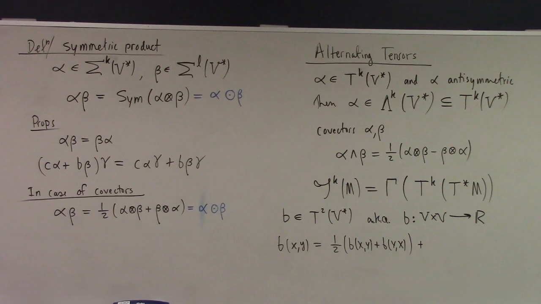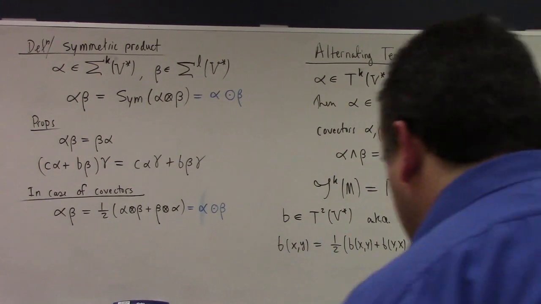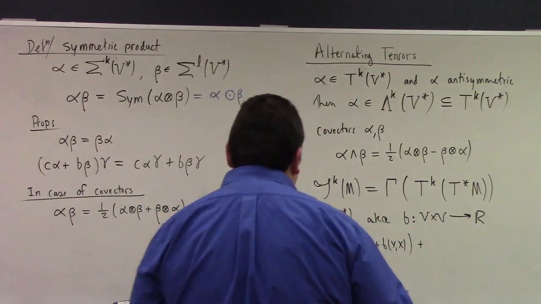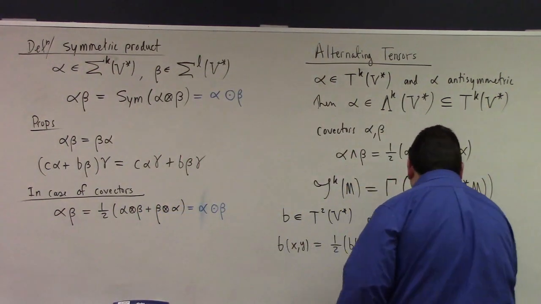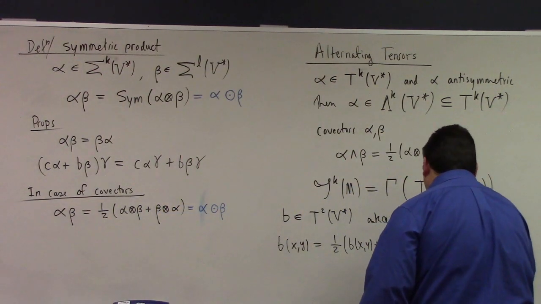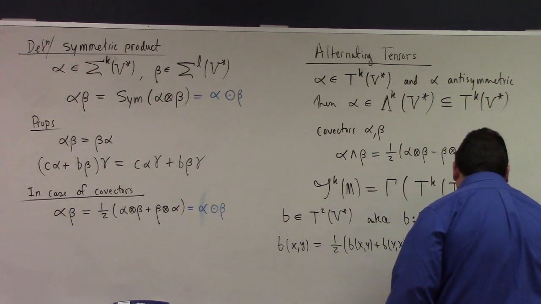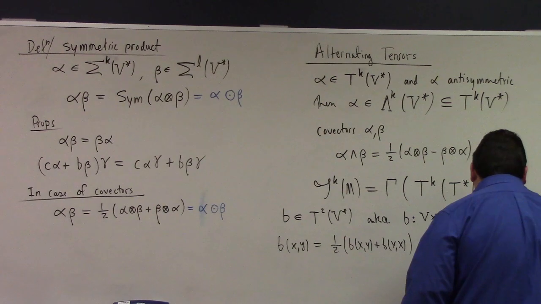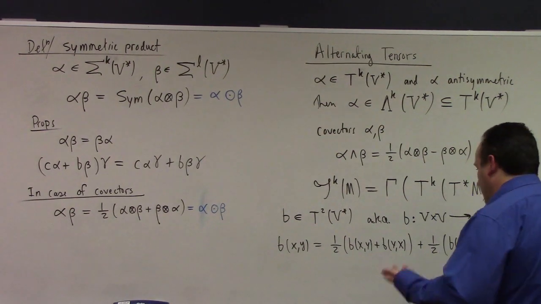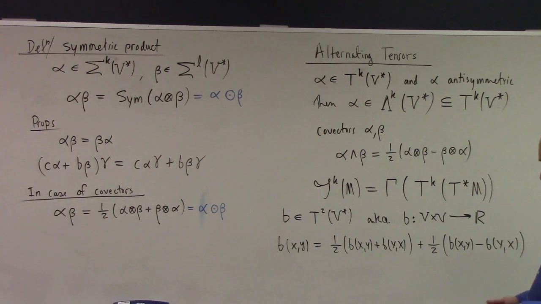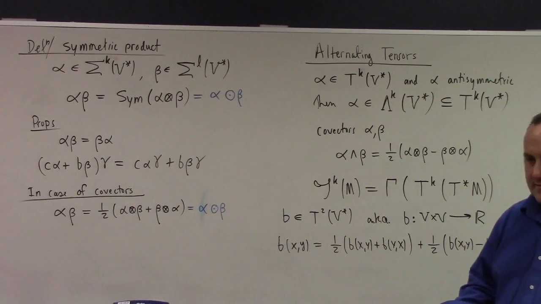Not trying to keep Jeff in the dark here. Do we do 1/2 (bx, y minus by, x)? You pretty much have to, right? I mean, if that's the end of the story, that has to be the end of the story, because 1/2 plus 1/2 is 1, and we're just adding 0.